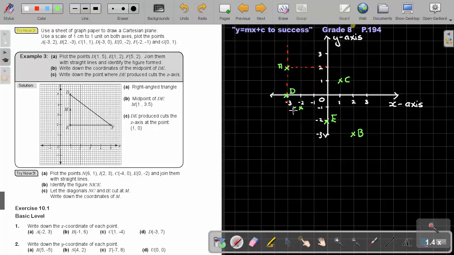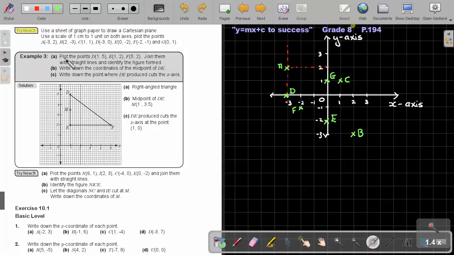This will be F. And then the last one, it's only having a Y value. So it will be on the Y-axis, and it will be at 1. And we're going to call it G. And that's how we're going to plot the points. Let's look at the next example.